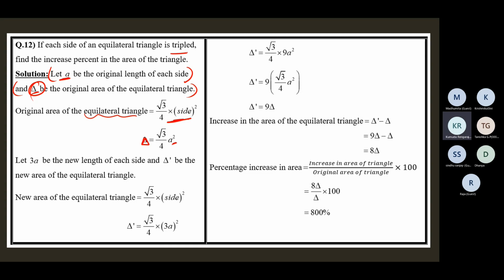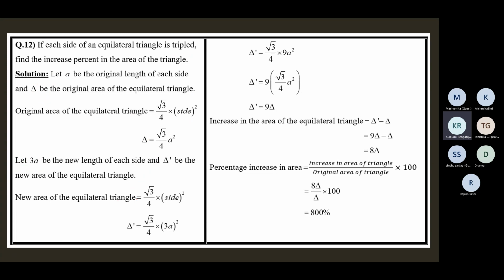Now the sides are tripled. So let 3A be the new length of each side, and let delta dash be the new area of the equilateral triangle. The sides are tripled, so 3A is the length of the side and delta dash is the new area.